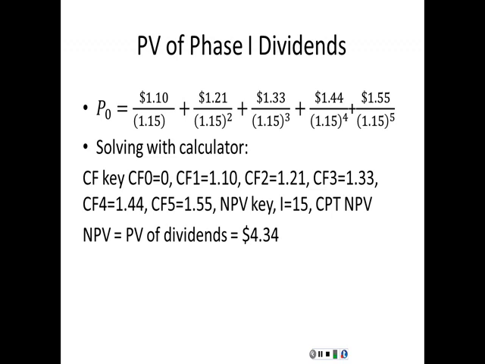Cash flow 1 is the year 1 dividend. Cash flow 2 is the year 2 dividend. And so forth. We go all the way out to year 5. Then we hit the NPV key and we put in 15 for the interest rate, as in 15%, and we compute the NPV. We take the present value of the dividends and we get $4.34. So that's the value of our phase 1. Next, we look at phase 2.